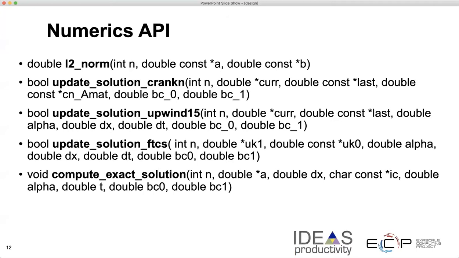And the numerics API or the model API is the various integration methods. So we have Crank-Nicolson, Upwind, FTCS, et cetera, and even a computing of exact solution. And then this L2 norm is there for the purpose of verification of correctness, where you compare the L2 norm of your solution against the exact solution to verify that you have actually done the right computation. So this is a very simple way of separating out the two codes and the methodology for dealing with them.